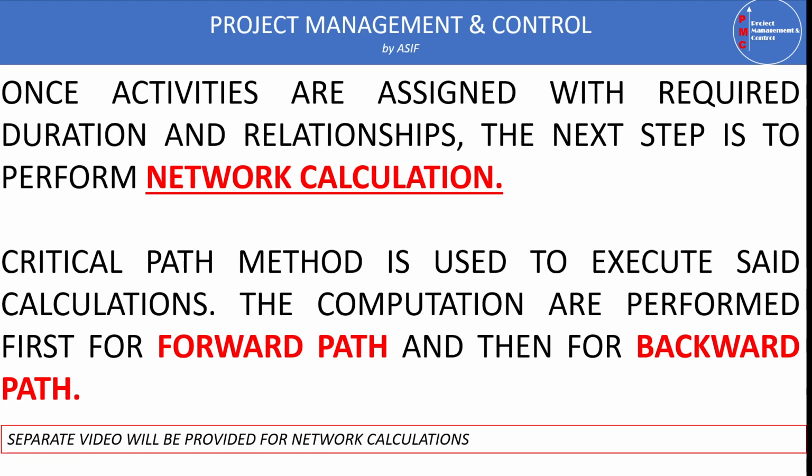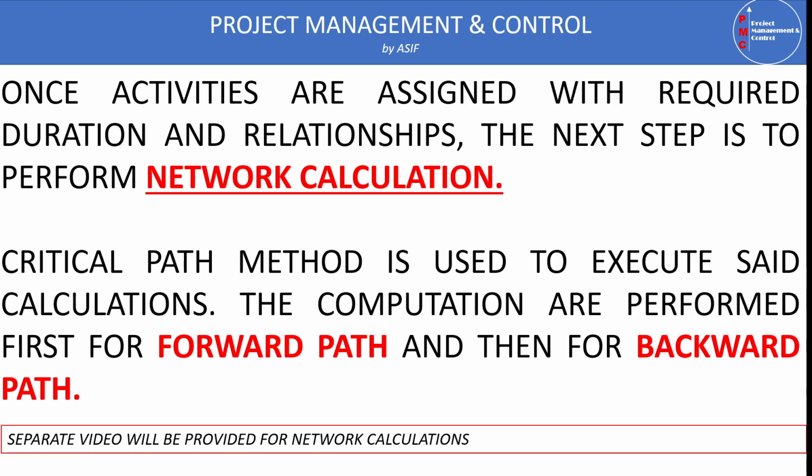Number one is the forward pass, and the other is the backward pass. This forward pass and backward pass are the basic calculation for the network calculation, or for the critical path method. This is not the scope of this video, but if you are interested, please comment to me. I will try to make a separate video on how to compute the forward pass and backward pass. In fact, this is only for your understanding. In actual life it is not required, because this calculation is very huge, and it is done by Primavera itself.